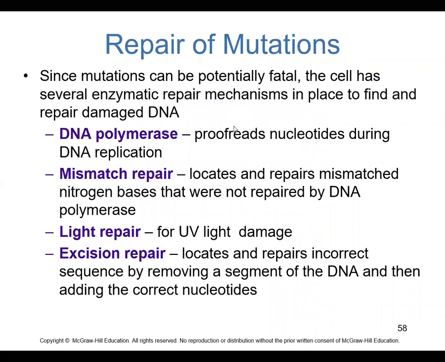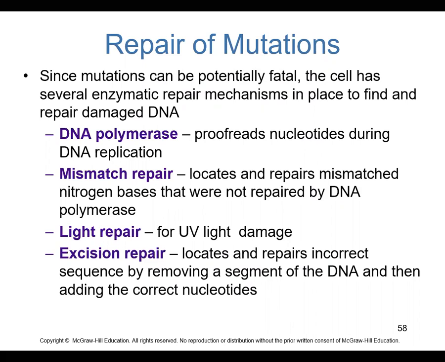Remember, we talked about some things that can repair mutations. We talked about the DNA polymerase that proofreads these. There's another enzyme in there that fixes mismatched pairs, because sometimes you'll get an A that bonds to a C instead of a T like it should. So you could go through and fix that.